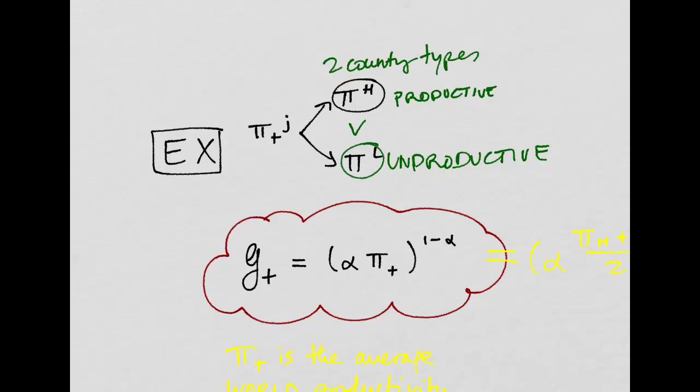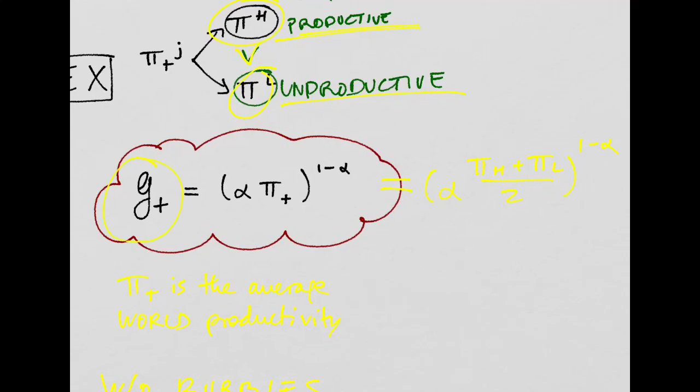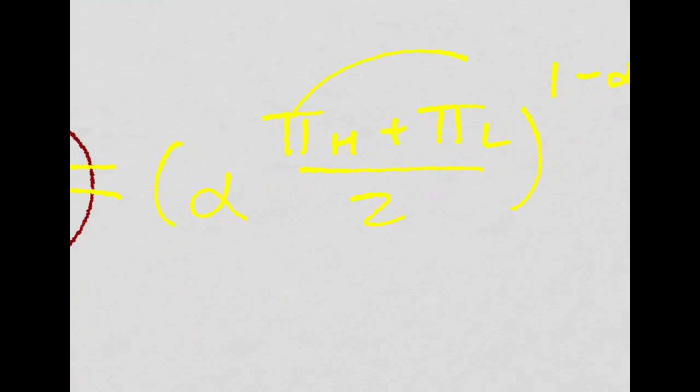Now let's go over a little example. Imagine that you have two types of countries, the productive and the unproductive. They just have, pi_h is the high productivity countries, and pi_l is the low productivity countries. And we know that the growth rate of the world is just an average of these productivities, multiplied by something and taking into account the diminishing returns.